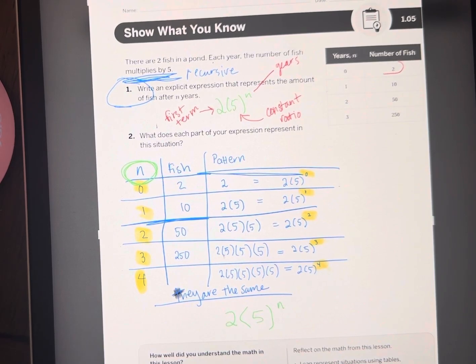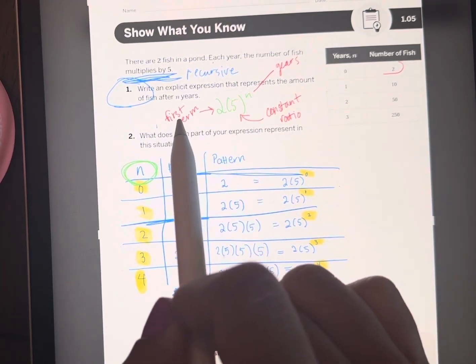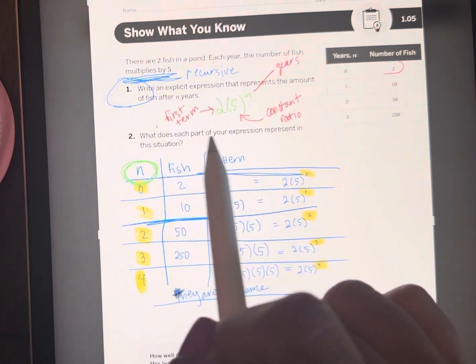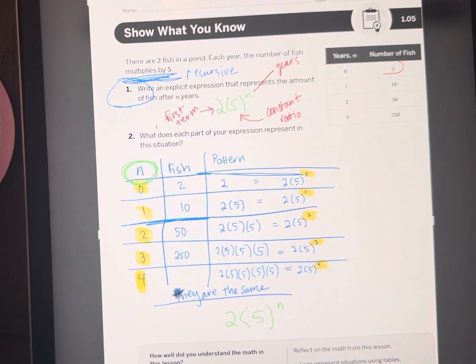So once you get the hang of this, first term, common ratio to a power, you can even make the rule more quickly without having to do the pattern. But I do love the pattern while we're getting started.